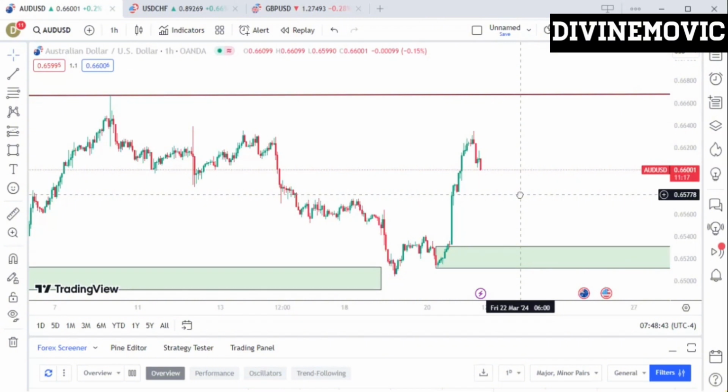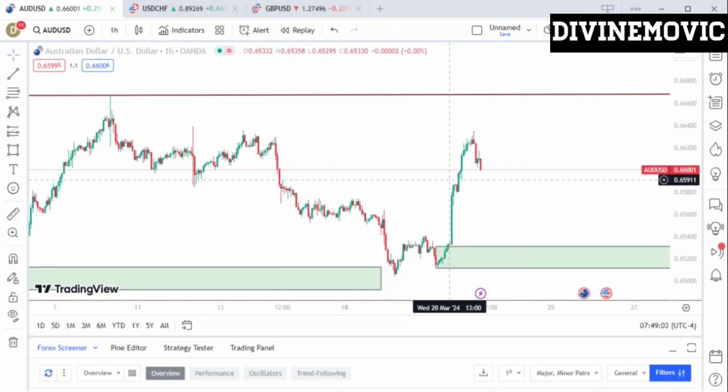So what I want to do now is ask ourselves these two questions: did this demand zone create an imbalance? And as well, did the imbalance give us a shift in market structure? Now, for us to answer that, we have to go to the previous data and understand what price has done.